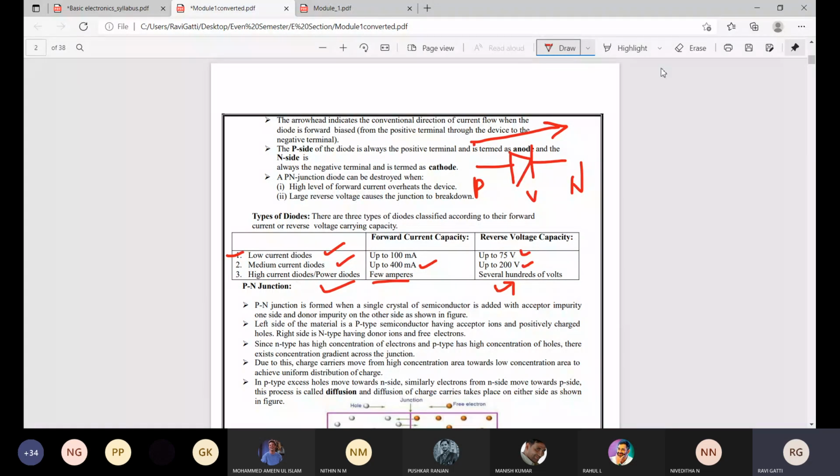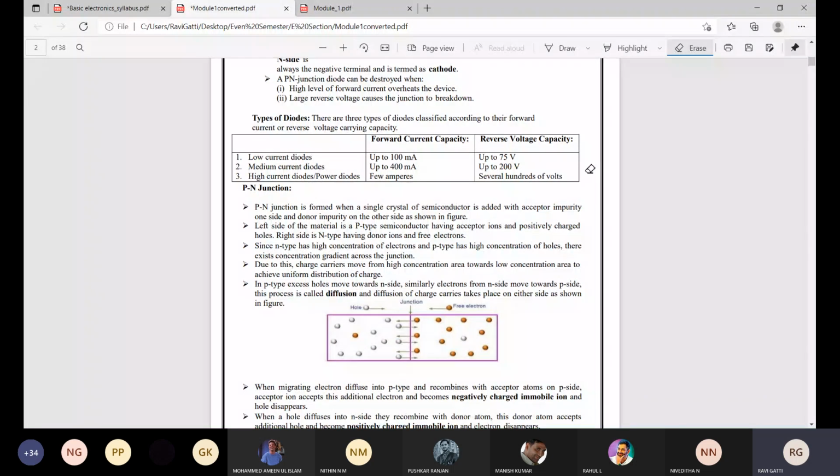Now we will see what the basic operation of this PN junction is and what characteristics it exhibits. That is nothing but the PN junction. Now you can see how the PN junction is formed. On a single layer, if you add pentavalent impurities to the first part, it will become N type. If you add trivalent impurities, it will become P type.